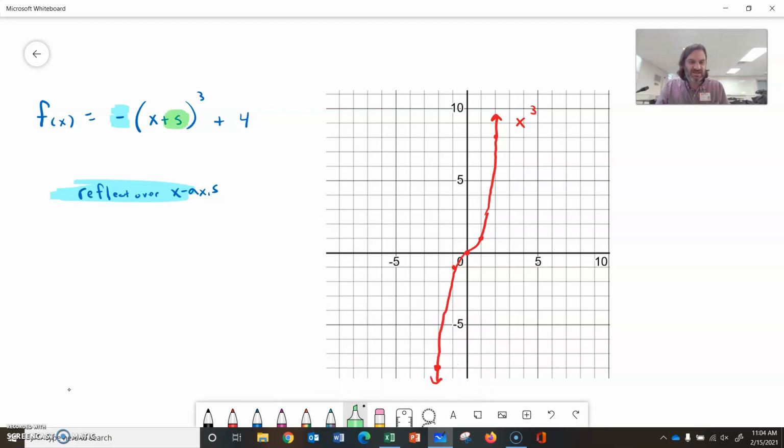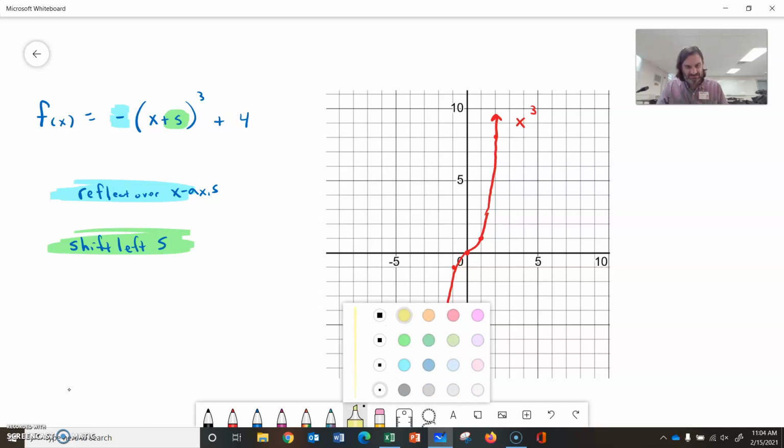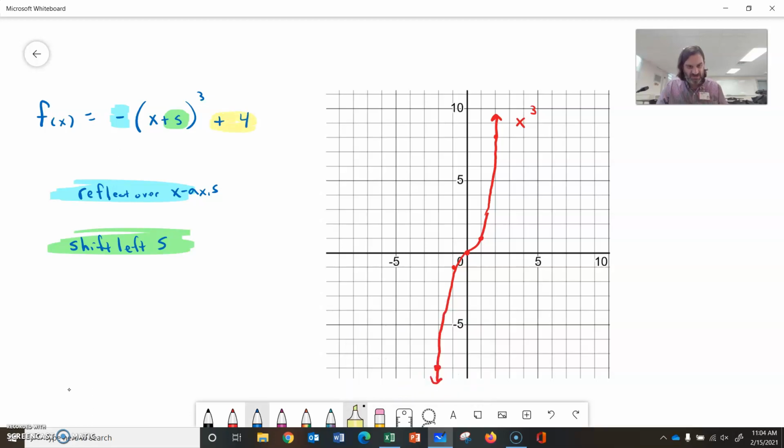There is a positive 5 inside the function. That's going to shift in the opposite direction, so that's going to shift left 5. And then there is the positive 4 on the outside, which will shift up 4.